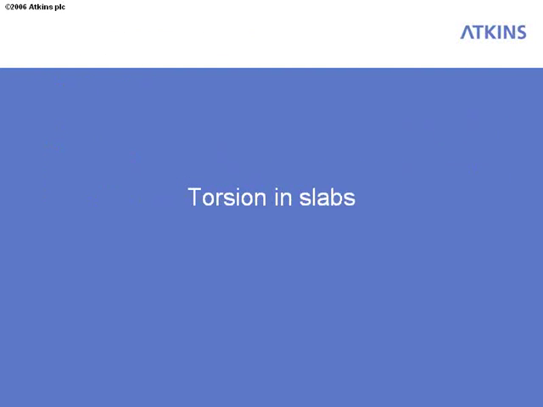So that's it really for torsion of beams. The most important thing to note is that clause 6.3 is only covering torsion in beams. So if you've got torsion in slabs, that's not the place to be. You need to do something else.